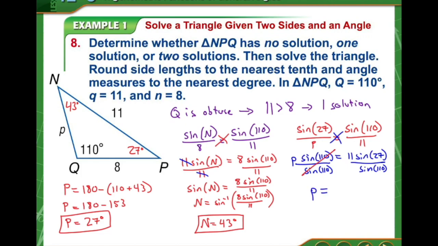So little p is equal to, again, this one says, since it's a side, wants us to round to the nearest tenth, we get 5.3. So that's a good example. When we had one solution, we were good to go on that one, right? Let's check out this next one.